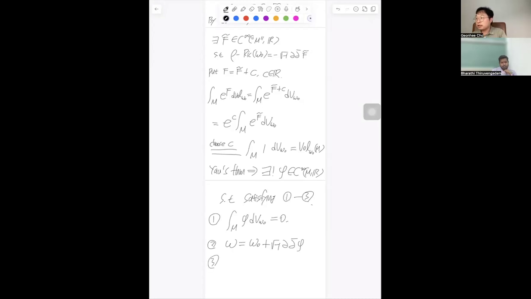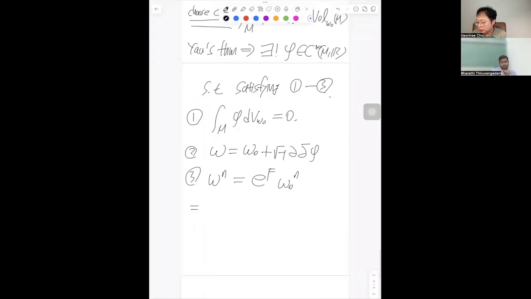Third, if you look at the n-th wedge product of this omega, it is exactly realized by omega naught plus i partial partial-bar of phi. And if you write down this third equation, it is e to the f determinant of g ij bar, because this is a (n,n)-form, so we can just cancel those two same (n,n)-forms from the left-hand side and the right-hand side. So this just becomes g ij bar plus the second derivative of phi. We'll get this explained. This is the complex Monge-Ampere equation.